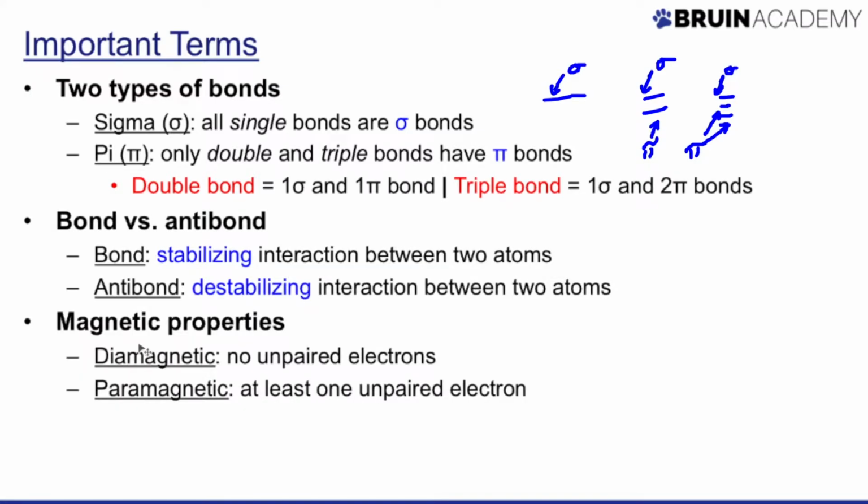The last thing you should know is that a given molecule can have one of two magnetic properties. It can either be diamagnetic, which means it has no unpaired electrons, or it can be paramagnetic, which means it has at least one unpaired electron. This is something you can only determine by drawing the molecular orbital.